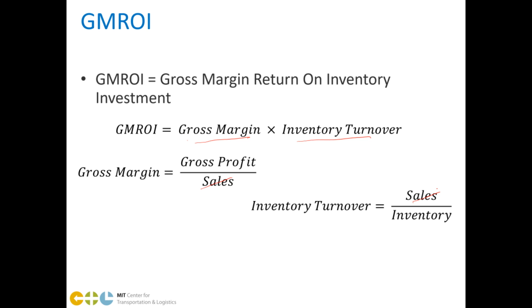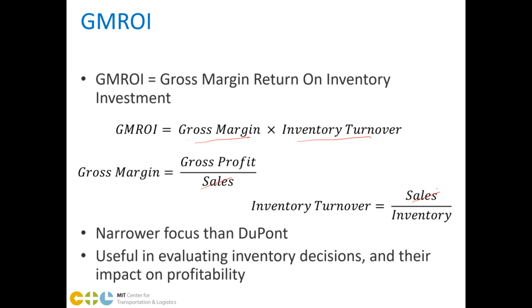And it's narrower than the DuPont, but it's focused more on evaluating inventory decisions and their impact on profitability. And this will come to play in a lot of supply chains. For example, in retailers specifically, you can think about 2 different paths here. You think about grocery stores having very low margins, right? So they have to have high turnover in order to get a good return on that inventory.